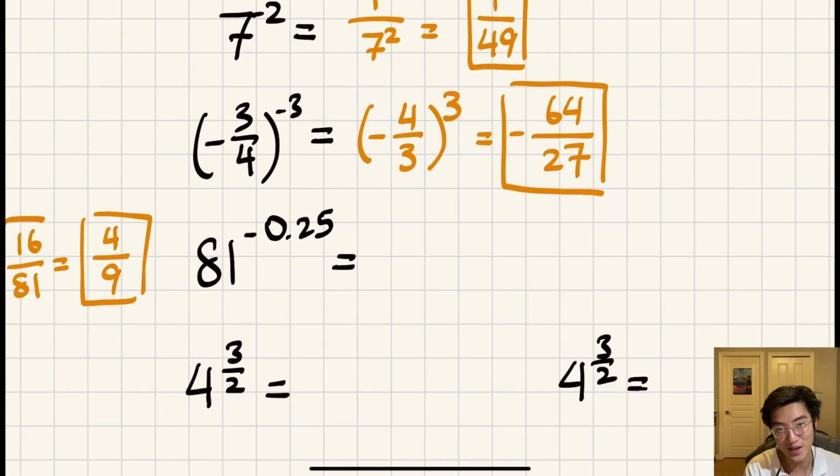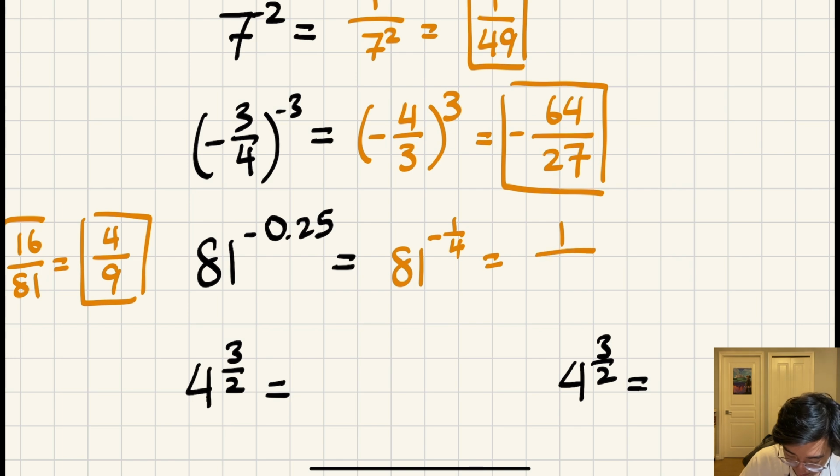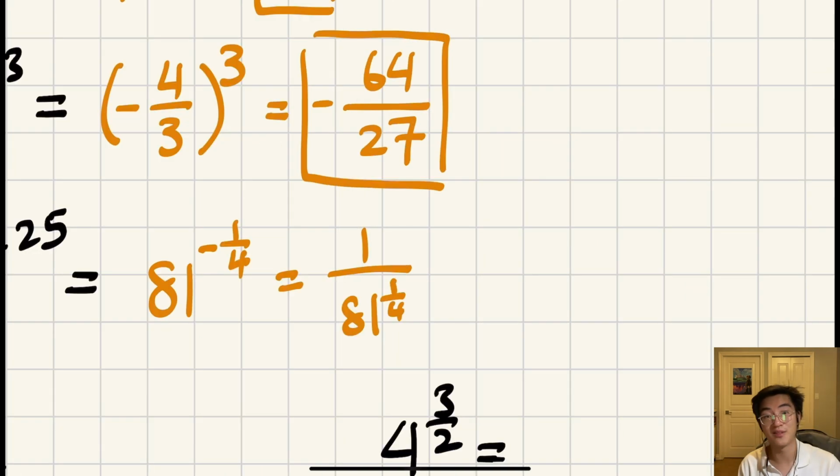Okay, so combining everything we've learned so far, how about 81 to the power of negative 0.25? The first step is always to convert it into a fraction when we see a decimal. So 0.25, that's a quarter. So it is 1 over 4, or negative 1 over 4 in this case. Next, we get rid of the negative sign. So we have 1 over 81 to the power of 1 over 4. And now to calculate the fraction exponent, because it's 1 over 4, we have 4 as the denominator.